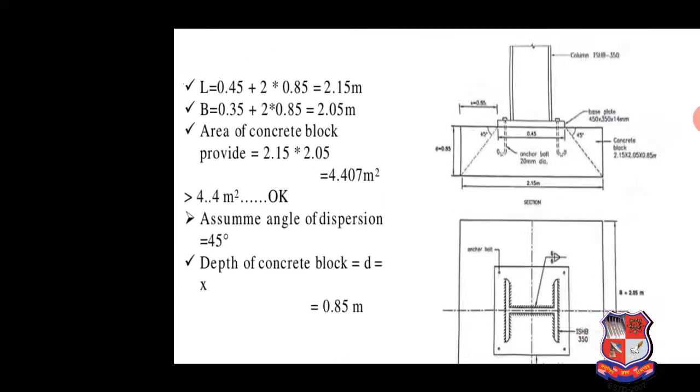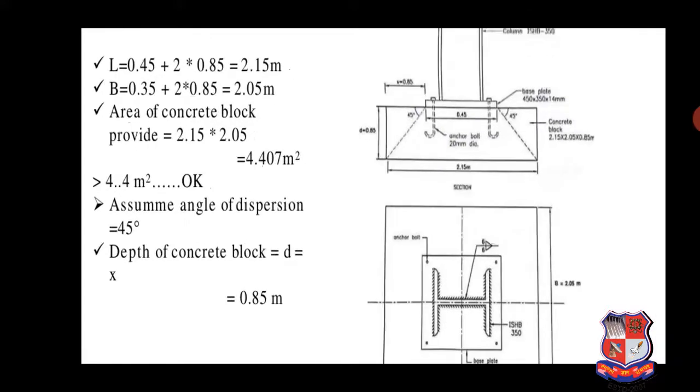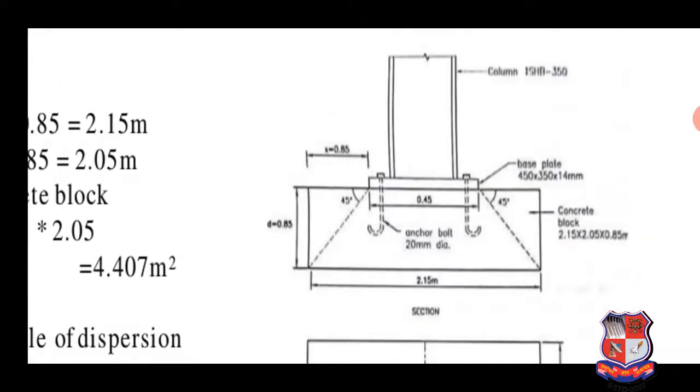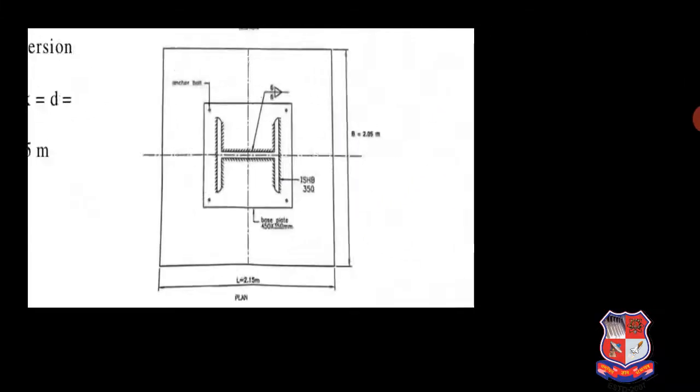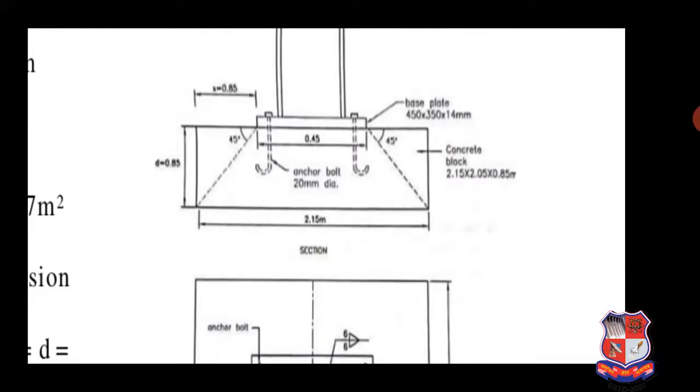So finally we decided all three parameters of the concrete block: length, width and depth. Here you can see the figure. First we describe the section. D should be provided as 0.85 meter. Here you can see the size of the concrete block is 2.15 by 2.05 by 0.85 meter. First our concrete block is connected to our base plate. The base plate we also decided as 450 by 350 by 14 mm, and the base plate is connected to the column through welding.